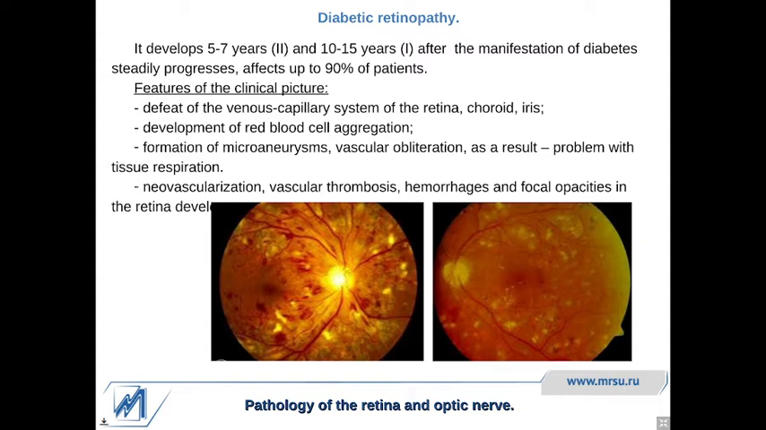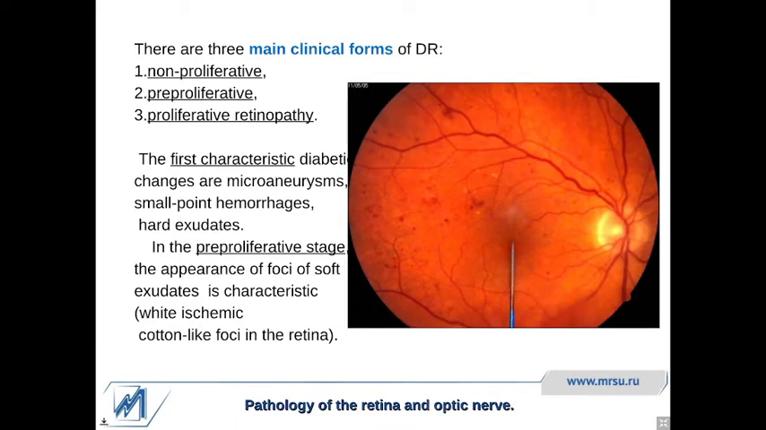Diabetic retinopathy also has different stages. The first stage is non-proliferative, the second pre-proliferative, and the third proliferative retinopathy. In the first stage, characteristic diabetic changes are microaneurysms, small point hemorrhages, and hard exudates. In the pre-proliferative stage, the appearance of foci of soft exudates is characteristic, white ischemic cotton-like foci in the retina.